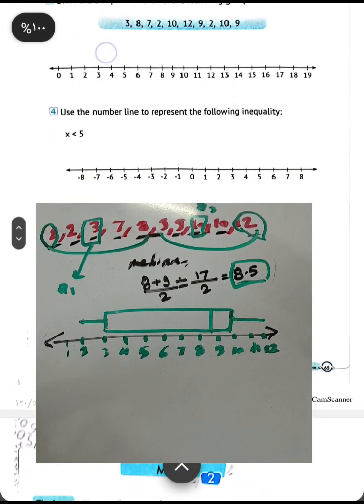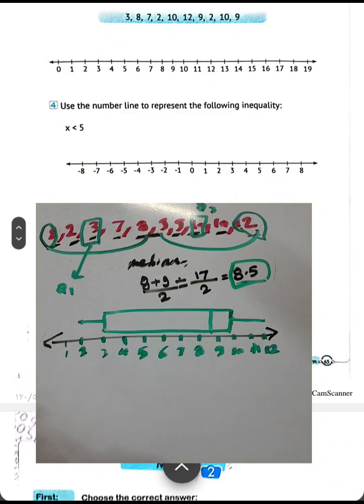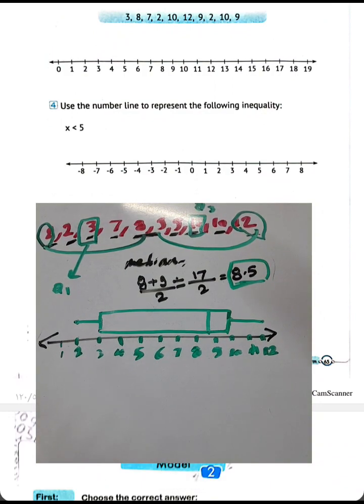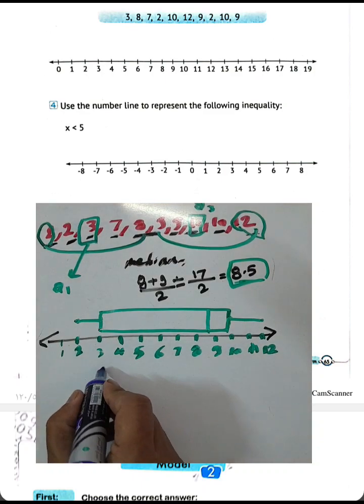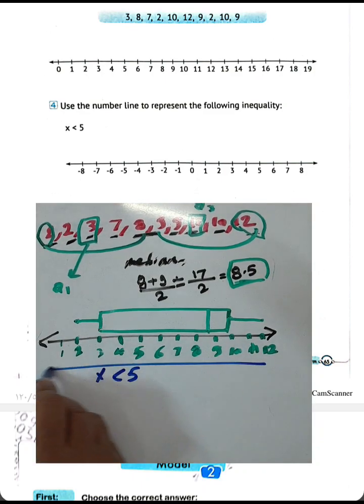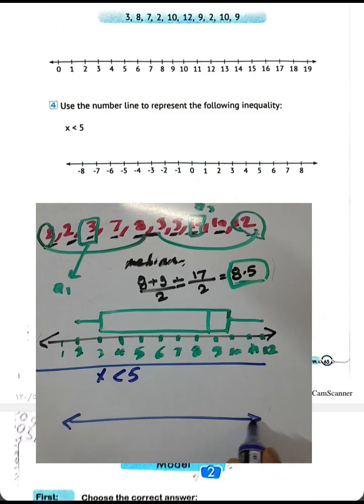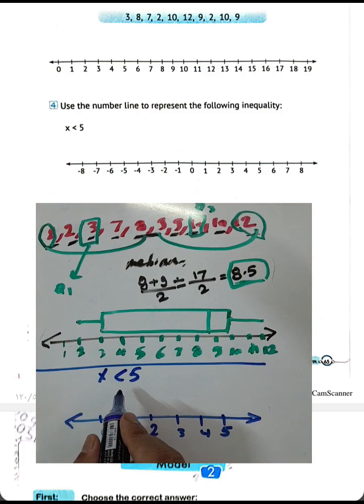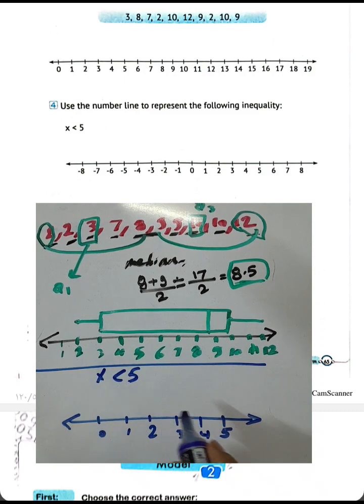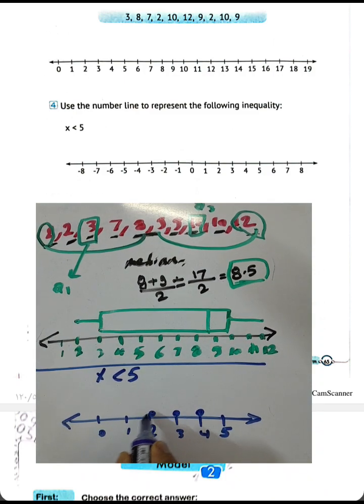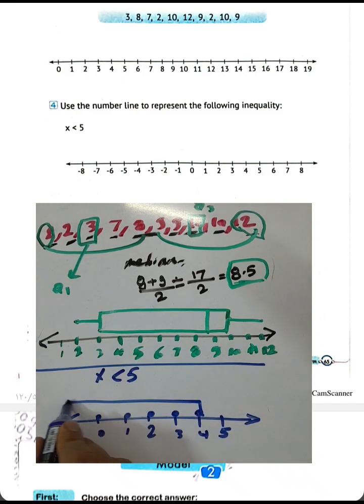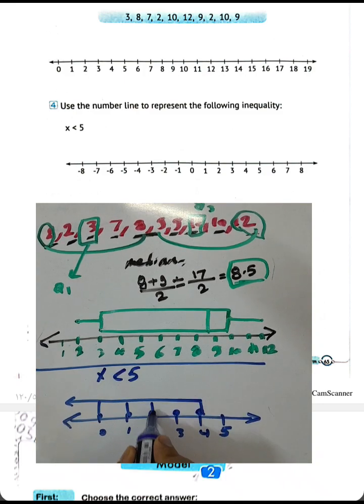Question number 4, use a number line to represent the following inequality: x less than 5. We can draw the number line 0 1 2 3 4 and 5. x less than 5, the integers less than 5 will be 4 3 2 1 0 to negative infinity. Solution on the number line. Okay.